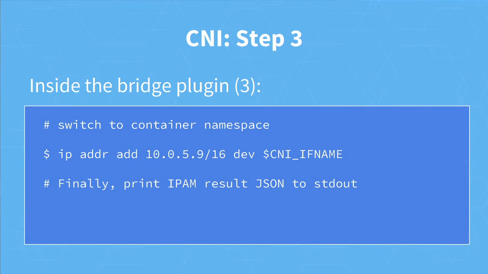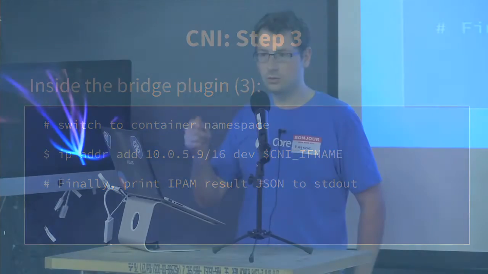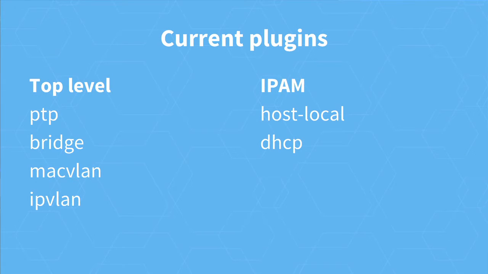So this now goes back to the bridge plugin. The bridge plugin can see, oh, here's the gateway that I should be using, since it's the very first invocation and the bridge doesn't have an IP yet. It's going to assign the 10.10.0.1 IP to the bridge. And then it's going to add the IP for the container to the interface inside the network namespace, and it's going to return. And then something very similar is going to happen on the way down when we're deleting the container.